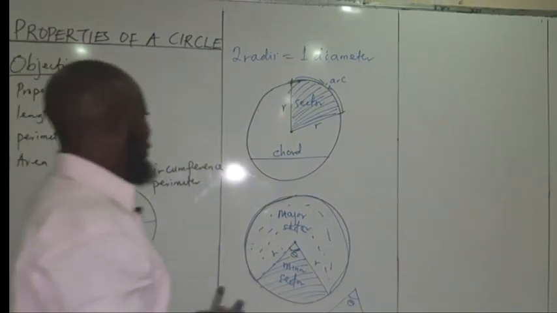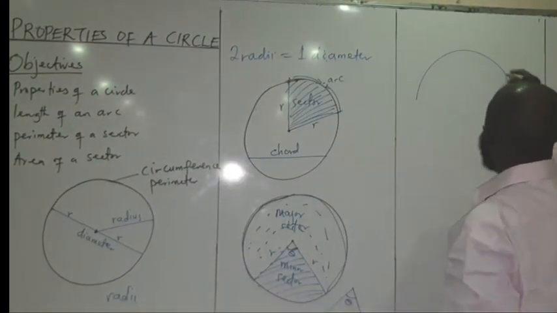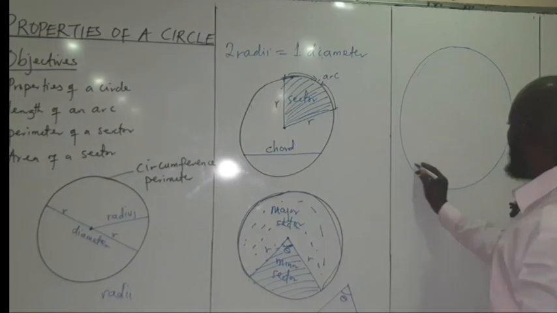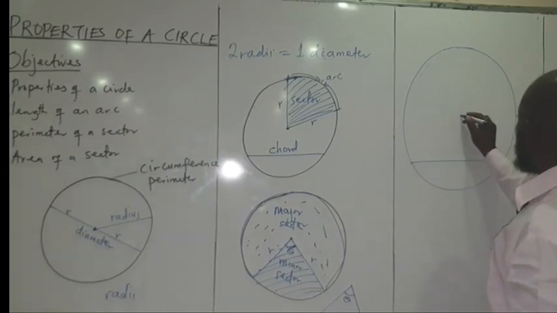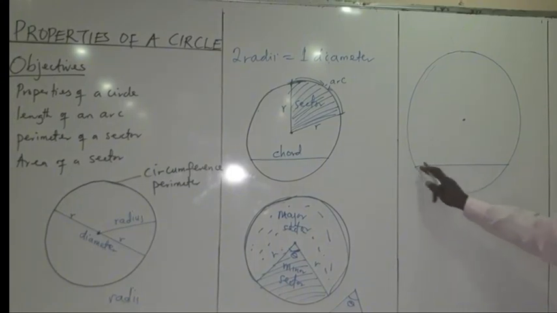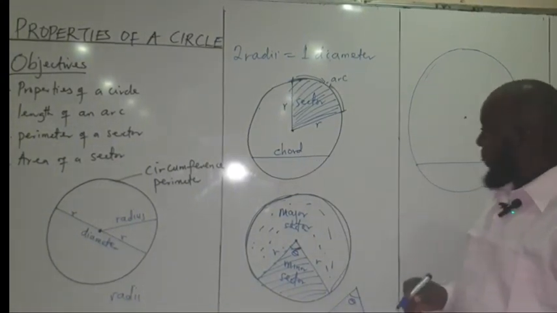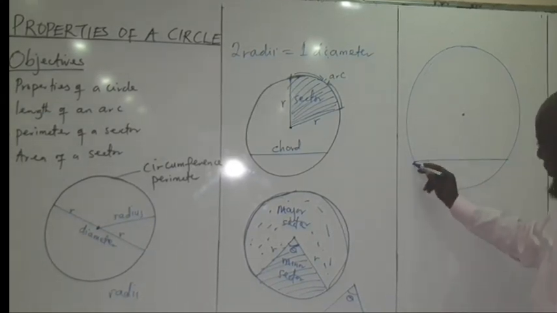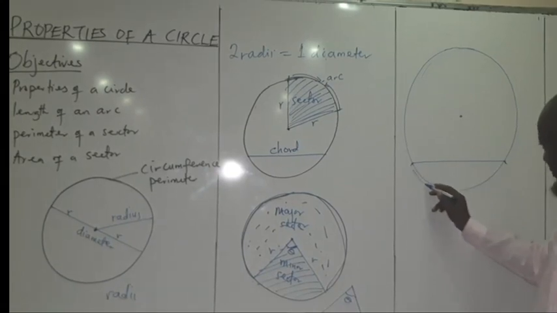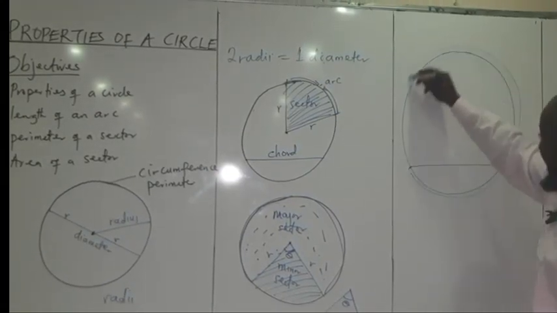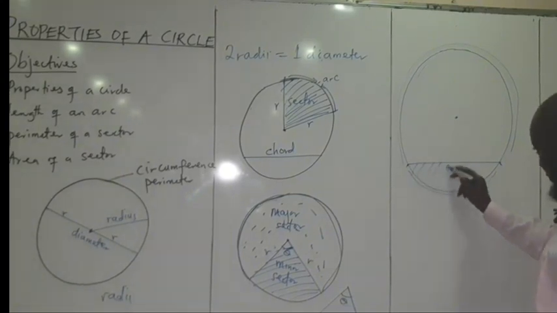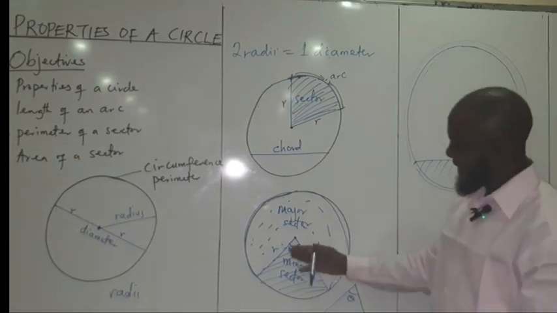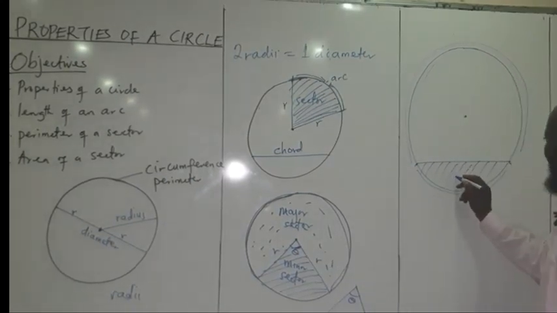Then there is another one that we need to look at. I said this line here is not a diameter. Alright? This is called a chord, as you can see. Now, the region bounded by an arc, this is an arc from here to here, this is another arc, and a chord. This is a chord. This region, not the line, the region, is called a segment.